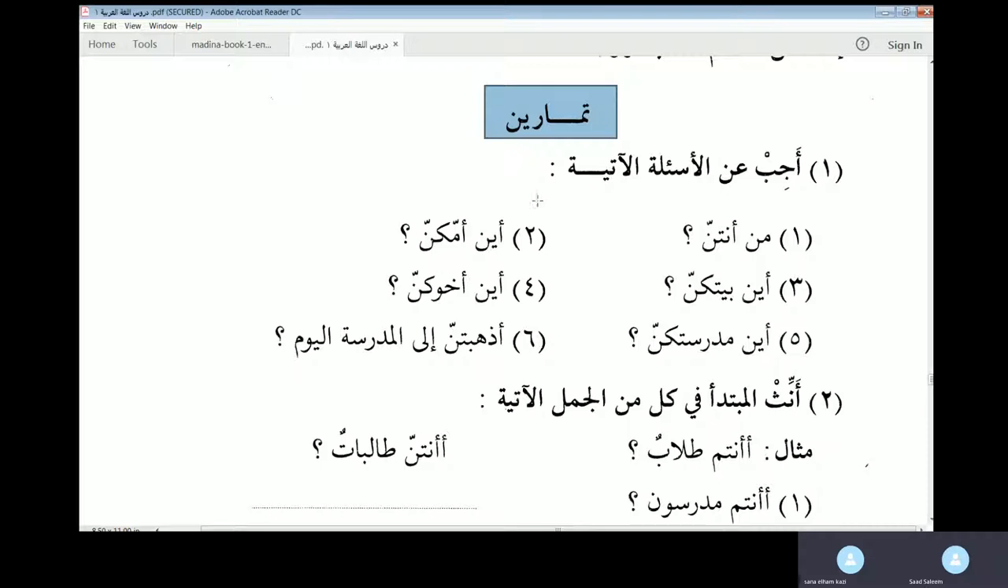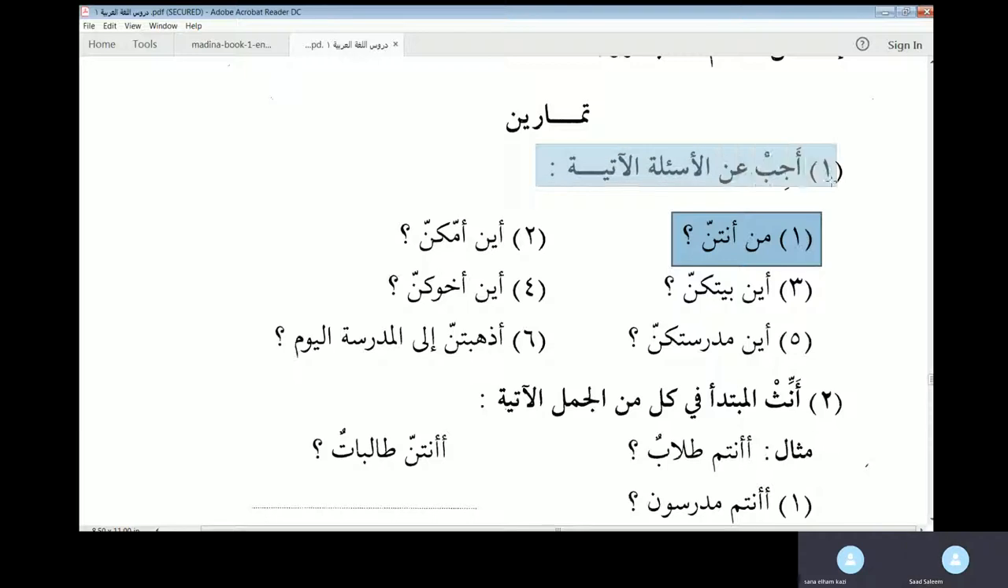Ajib anil as'ilatil atiyati. Ajib is jawab dena, answer. Answer the following questions. Anil, what is anil? Is it answer to the following questions? Yes, an also means to, an also means about. Niche diye gaye sawalon ke mutalik jawab de. Ajib anil as'ilatil atiyati, answer about the following questions.